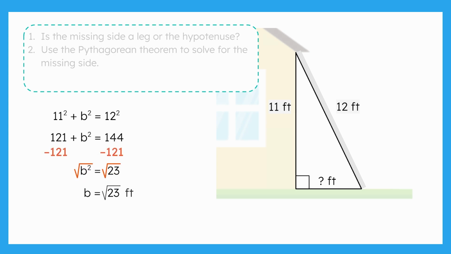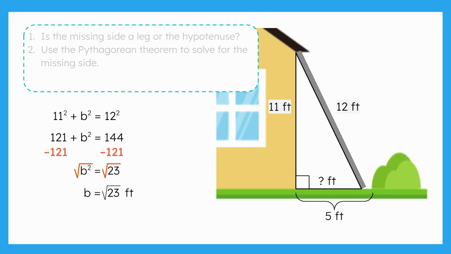While the square root of 23 feet is the distance from the house to the base of the ladder, it's not in a particularly useful format. My measuring tape doesn't have square roots on it. My flower bed is 5 feet from the house, so will the ladder run into my flower bed or not? I think we should estimate the value of this square root.